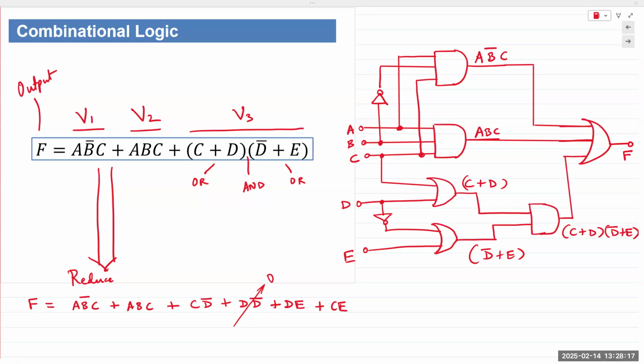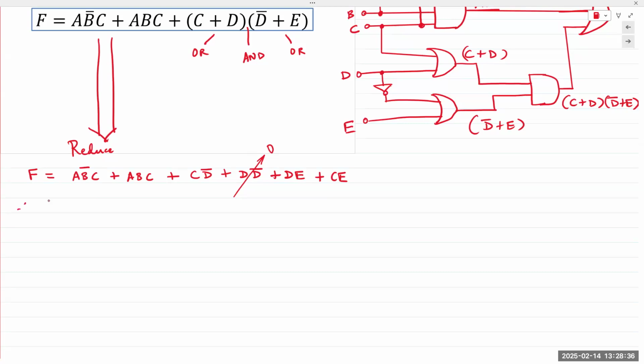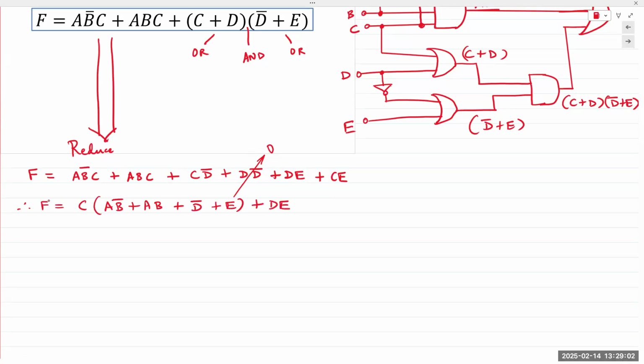Then what other quantity is common? Or the most common in all the terms? C, right? So C is present in the first, second, third, and the last. So if I take C out, I could write F is equal to C times AB naught plus AB plus D naught plus E plus DE. All right, let's see. AB naught C plus ABC plus C D naught plus C E plus C D E. Okay.